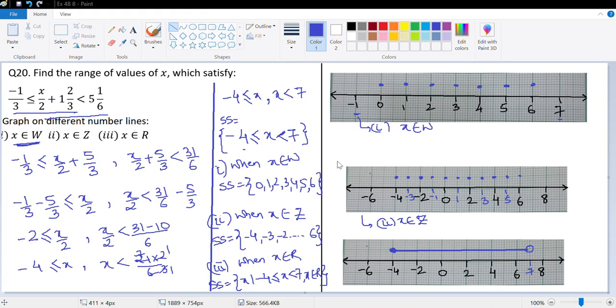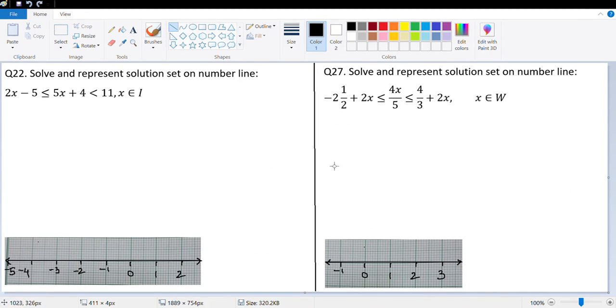The next question that we do is question number 22. It says solve the following inequation and represent on a number line. This is a question which came in the board exam of 2011. Let's look at this question. It says 2x minus 5 is less than or equal to 5x plus 4, which is less than 11. Let's break this into 2 parts, and in this case x belongs to integers. So 2x minus 5 is less than or equal to 5x plus 4, and then the second part becomes 5x plus 4 is less than 11.